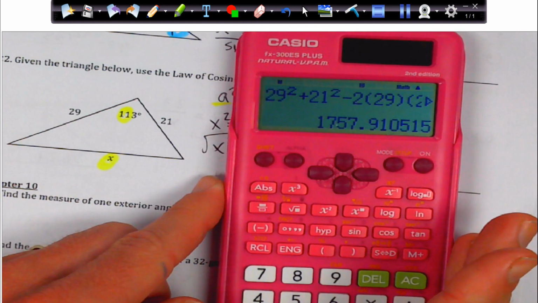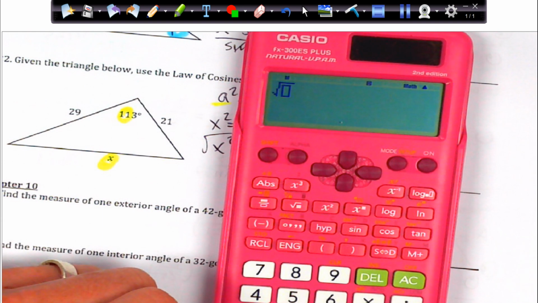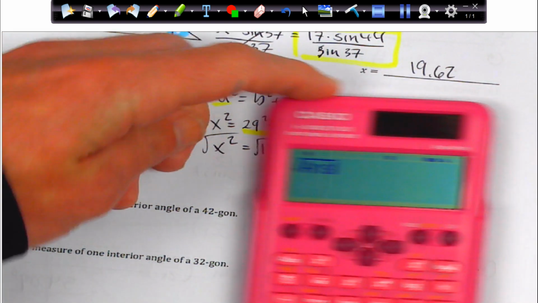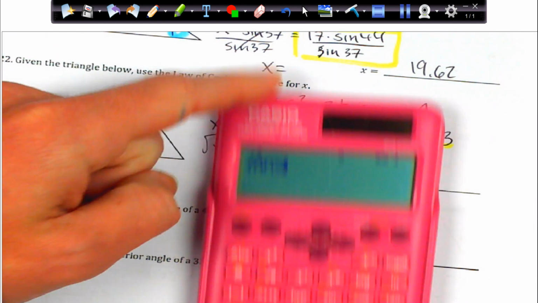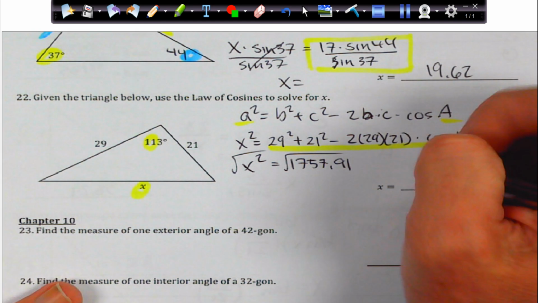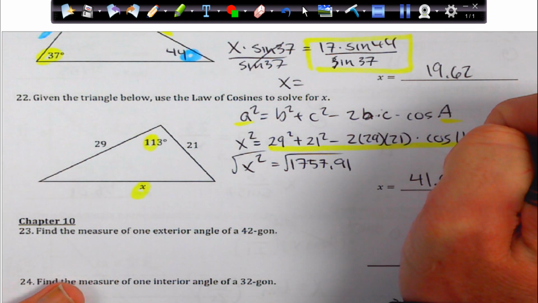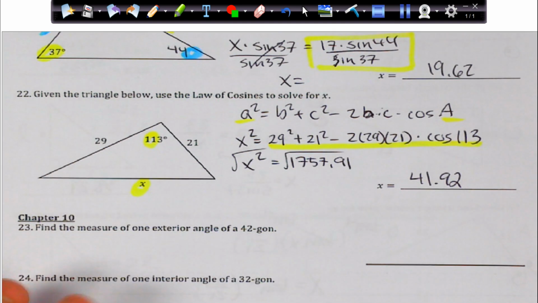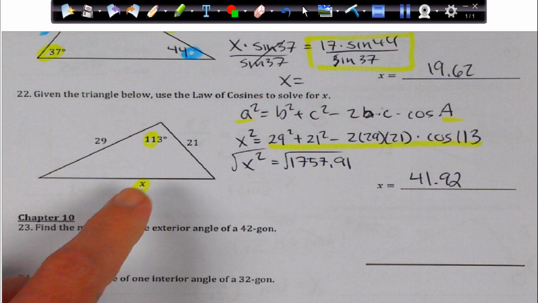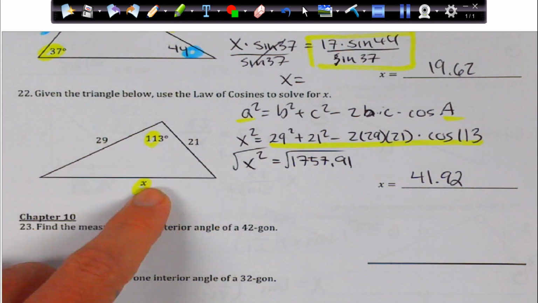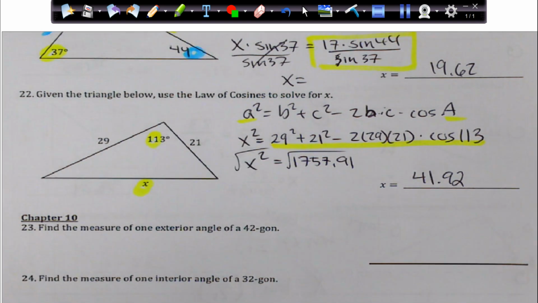So I'm going to take this and I'm going to say square root and click my answer button. So I'll take the answer, that's 1757.91 in my calculator, hit enter, and I get 41.92. Is that reasonable? Well, I would say it is pretty reasonable because 113 is a very large angle for a triangle because you can only add to 180. And so it means it should be a pretty big side over here, and these are 29, 21, so it's got to be much bigger than that. 41 seems to fit the bill.